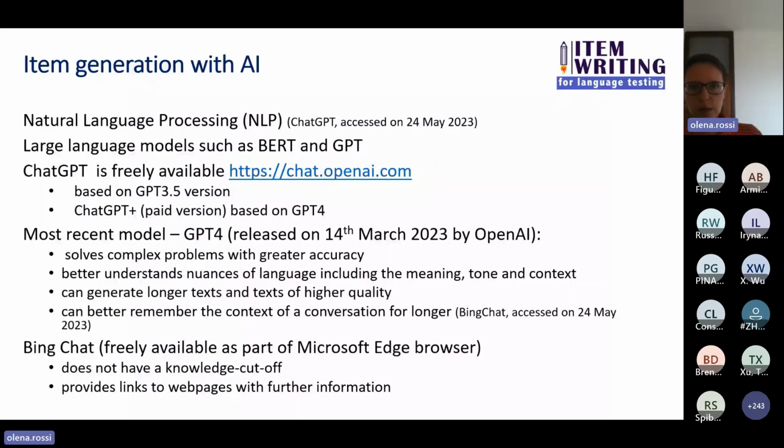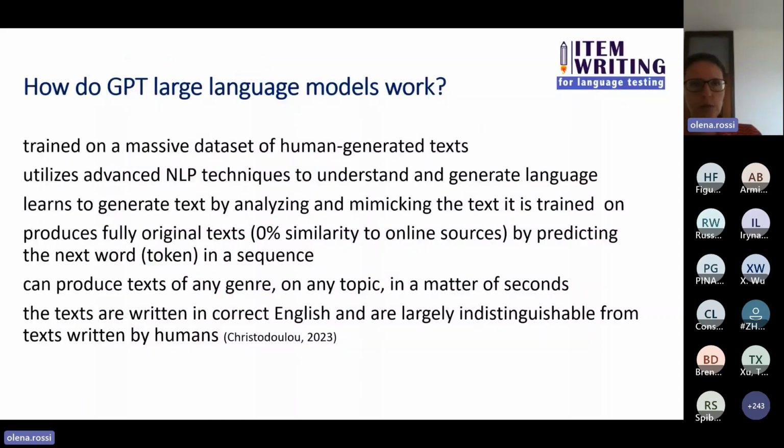GPT, large language models, are trained on a massive data set of human text. And each new version of GPT is trained on a larger data set. They use natural language processing techniques to understand and generate language. And they learn language like a child does, by being subjected to language input, by analyzing that input, and then by trying to mimic it. I would like to emphasize they mimic it, not plagiarize it.